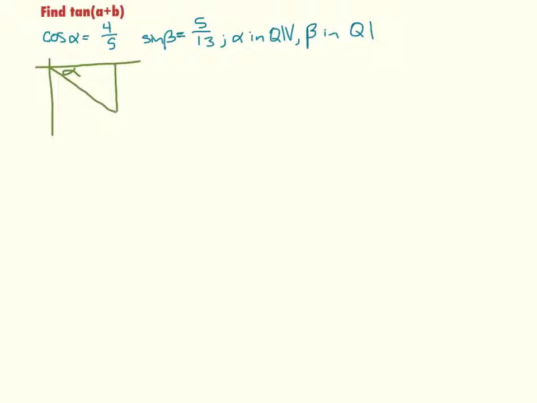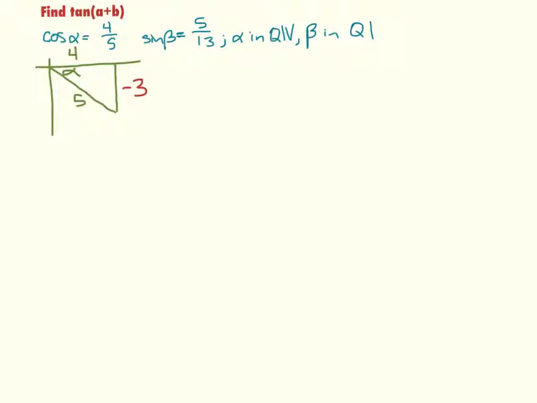The cosine of alpha is 4 over 5, so that's the adjacent over the hypotenuse. So we use Pythagorean theorem. What's the third side of this triangle? It's negative 3. And why is it negative? Because it's in quadrant 4, so the y value is negative.